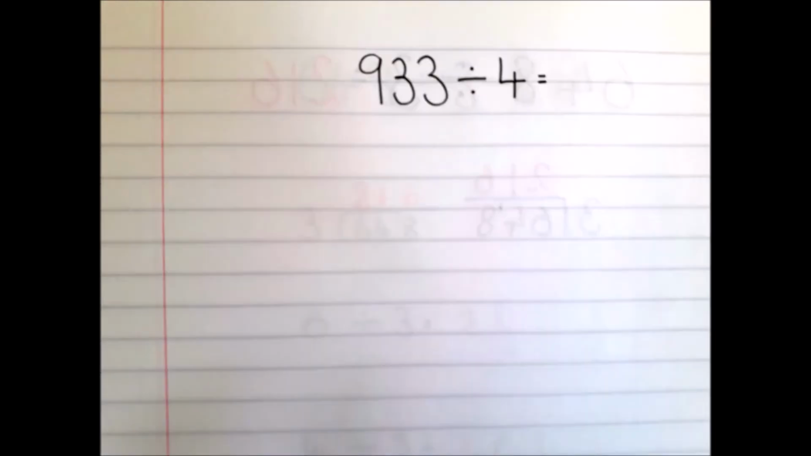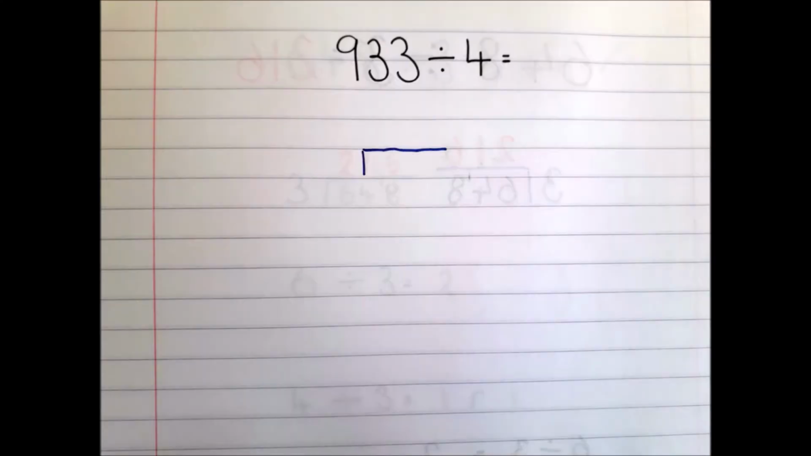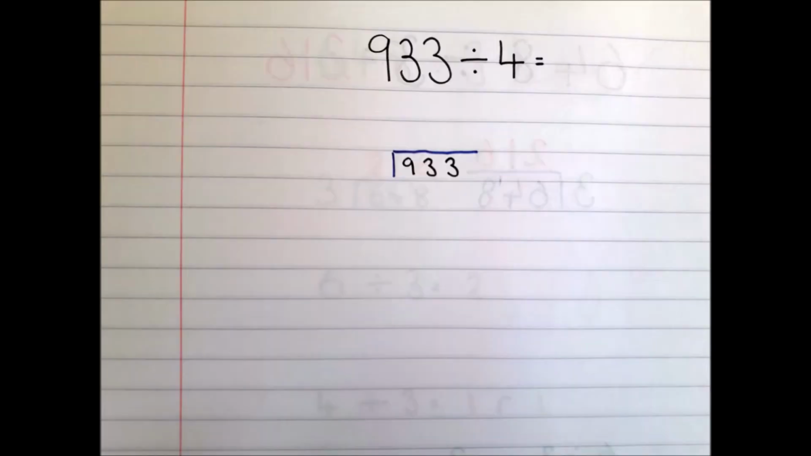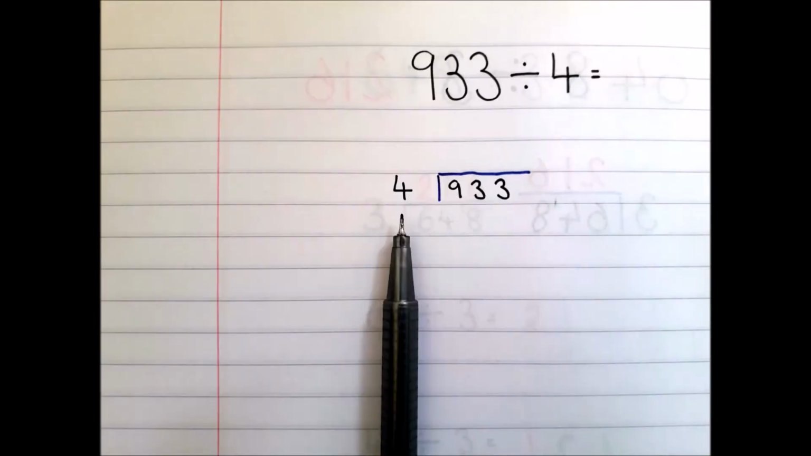Now for the really hard stuff. This time we're going to divide 933 by 4. Again, we're going to use our bus stop method. We draw our bus stop, fill it with Daleks, and then wait for our 4 buses to come along.